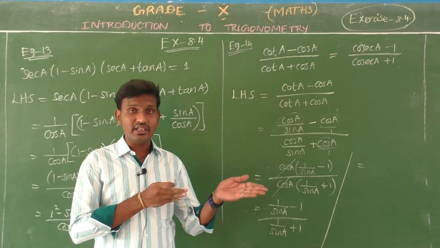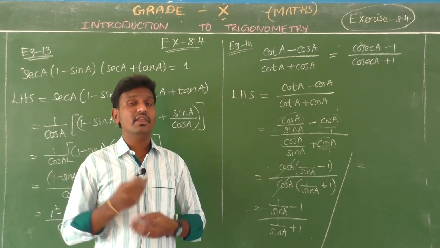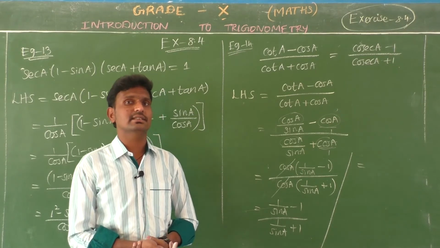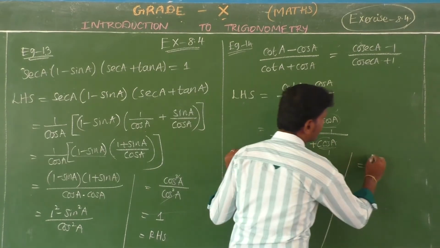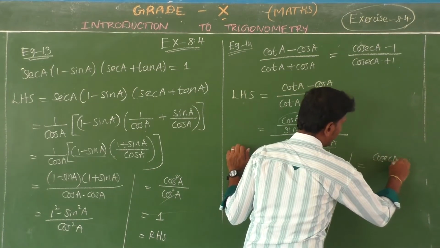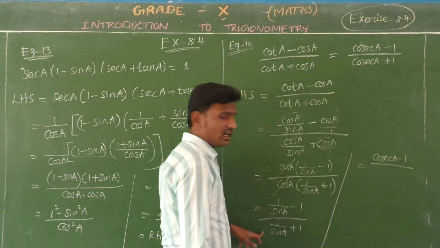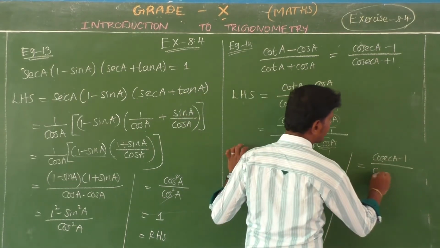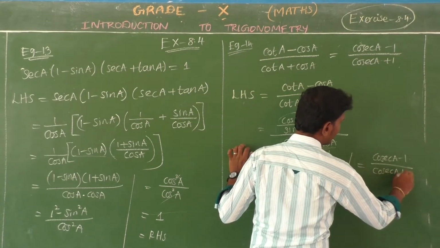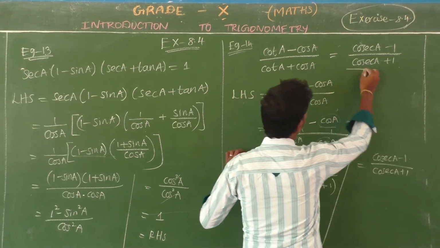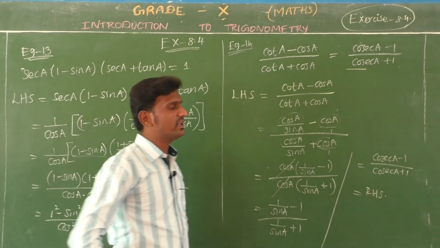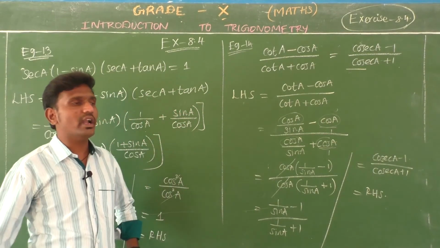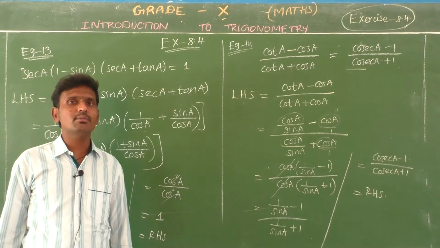So sin and cosecant, secant and cos, they are reciprocal to each other. So I am going to give you 1 by sin A means cosecant A. So cosecant A minus 1. Here also 1 by sin A we are going to consider cosecant A. So cosecant A plus 1. So already you have this only in the right side. So you have the right side: cosecant A minus 1 whole divided by cosecant A plus 1.